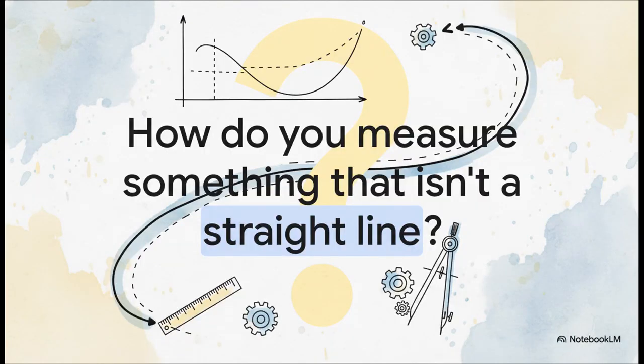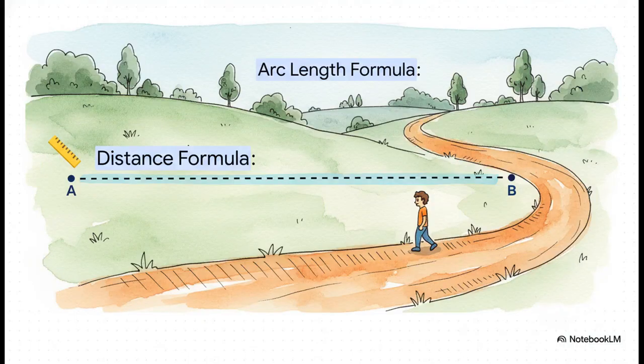So let's start with a really basic question. We can all measure a straight line, right? But what about a curve? How would you find the precise length of a winding road or the track of a roller coaster? This is the exact problem that arc length was invented to solve. You can think of it like this. You already know the distance formula from geometry, which gives you that as-the-crow-flies straight line path between 2 points. Arc length is different. It gives you the actual distance you'd cover if you were walking along the curve itself.